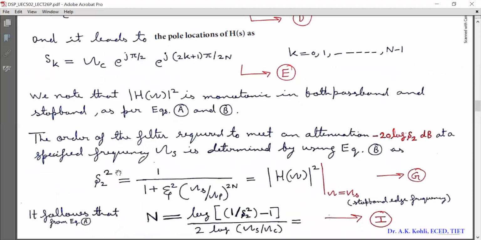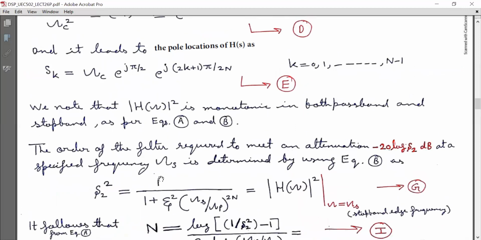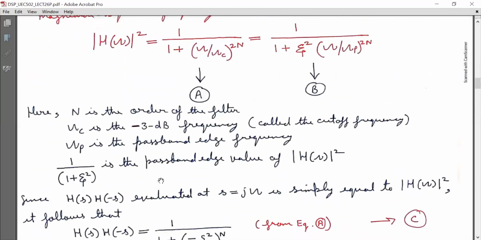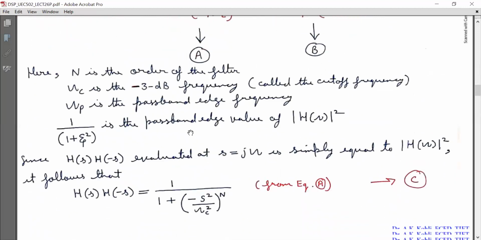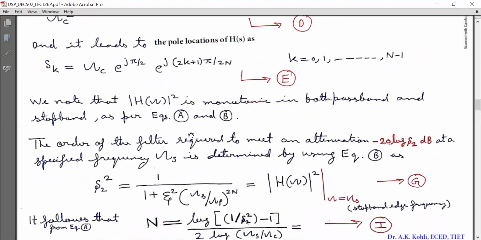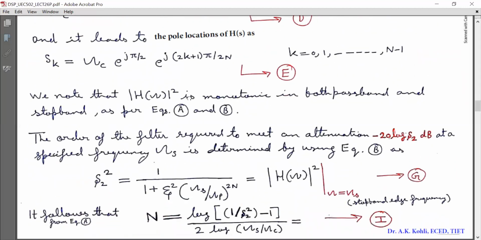Now I can calculate the order of filter also from equation A. Now look at equation A. If I will substitute omega is equal to omega s here and delta 2 square here, so delta 2 square is equal to 1 by 1 plus omega s by omega c raised to power 2N. And now using this equation A, I can calculate N is equal to log bracket 1 by delta 2 square minus 1 divided by 2 log omega s by omega c. Mark it as equation I.